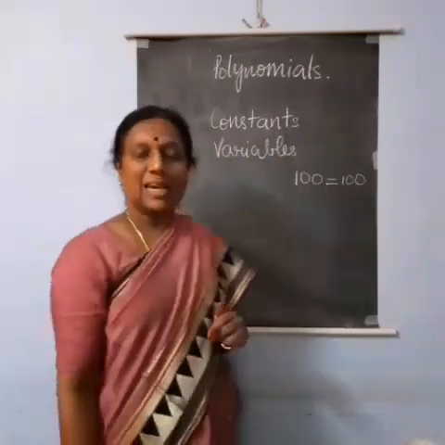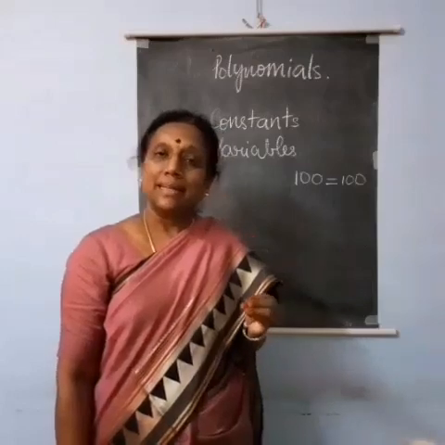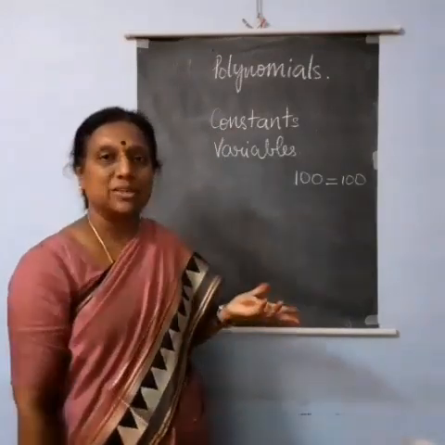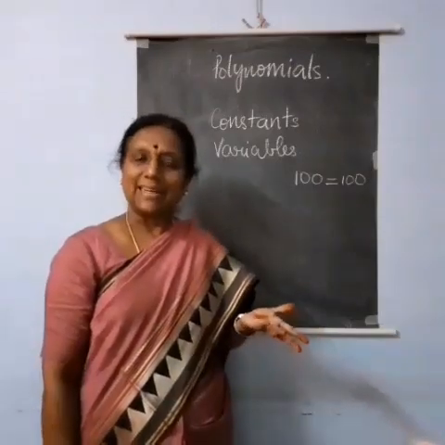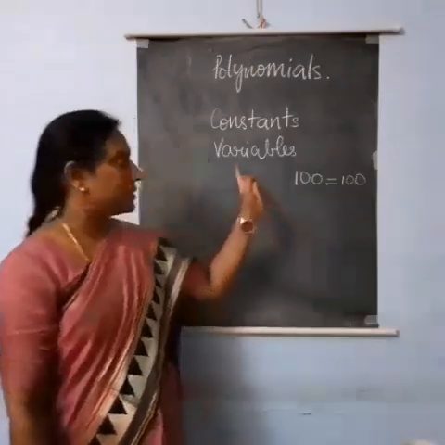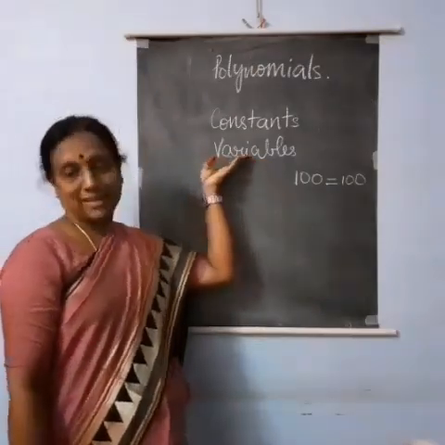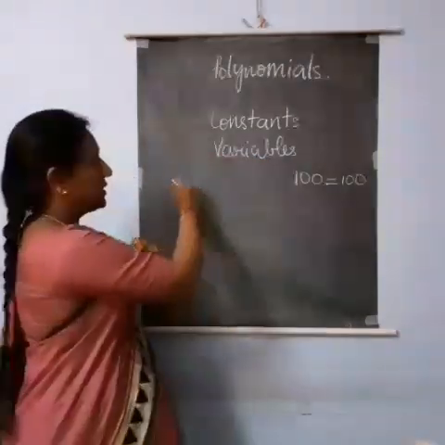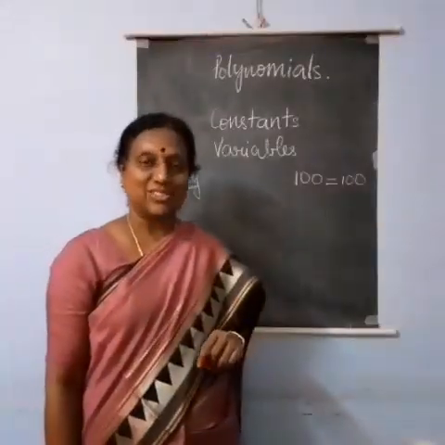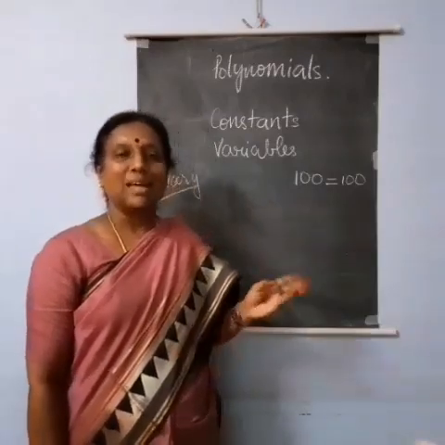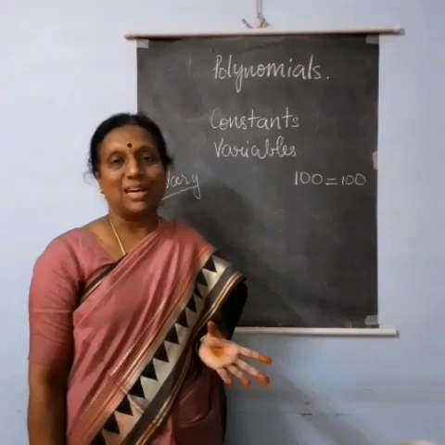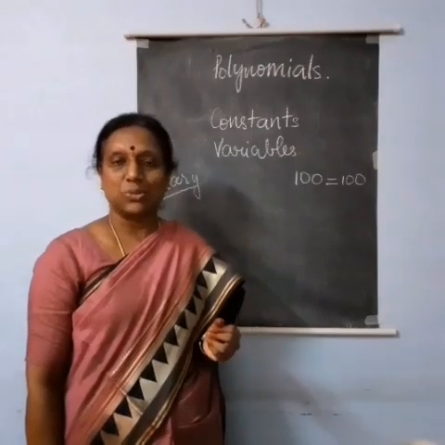Variables are denoted by alphabets. Okay. Generally we denote them by a, b, c, x, y, etc. Right? What is the meaning of variables? The word vary in English. What is the meaning of the word vary? Vary means to change. Okay? So from that itself we understand that variables will take different values in different situations.